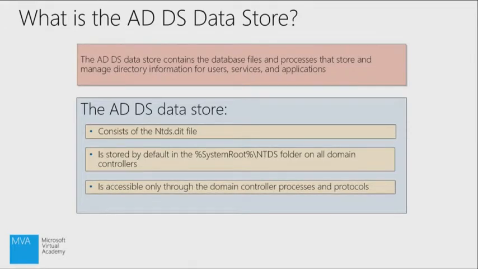It does consist of a single file, ntds.dit, stored by default in the system root NTDS folder on all domain controllers. This is a configurable option, as we'll see in a little while, and is accessible only through the domain controller processes and protocols. There is a slight caveat to that bit of information. I might demonstrate it in a little while. I'll have to decide if that's a worthwhile demonstration.